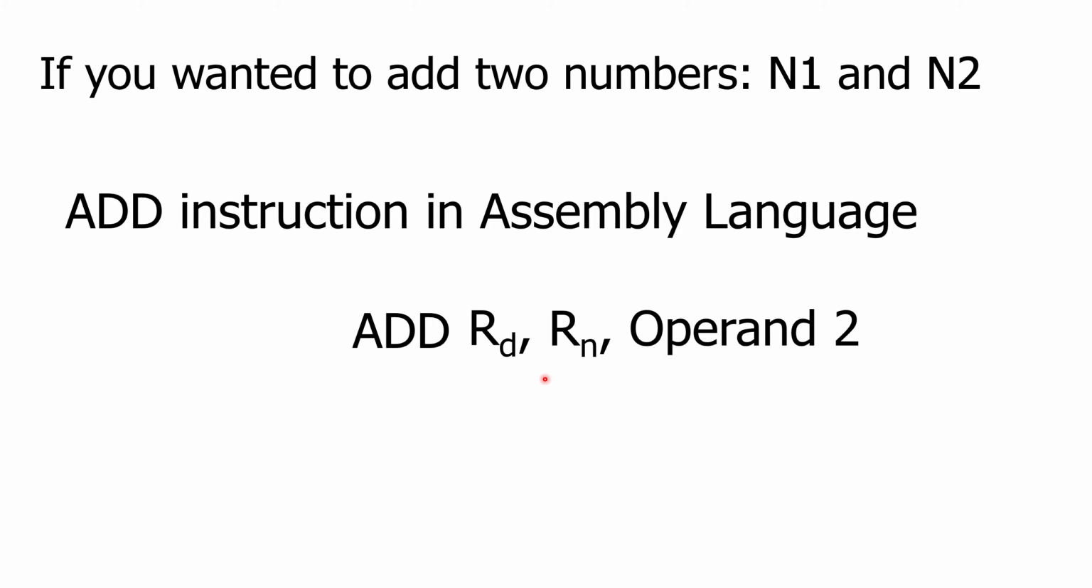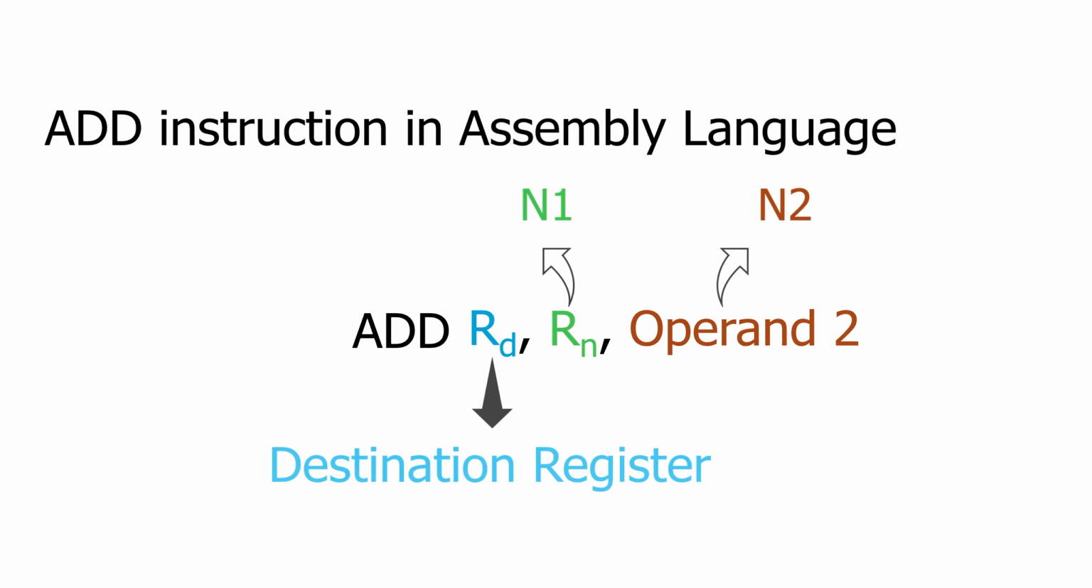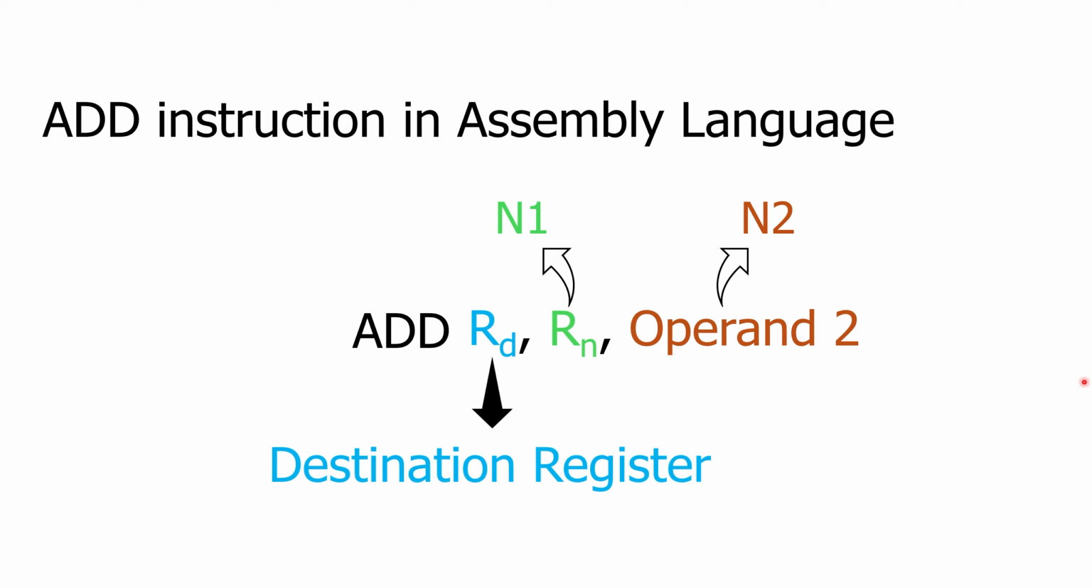In this instruction, Rd is your destination register, Rn is your first number n1, and operand 2 is your second number n2. Rd and Rn should always be registers. Operand 2 can be either a register or an immediate value. Let's see how it works.